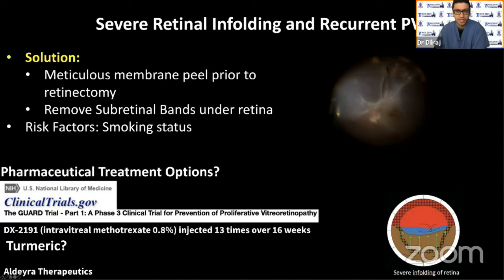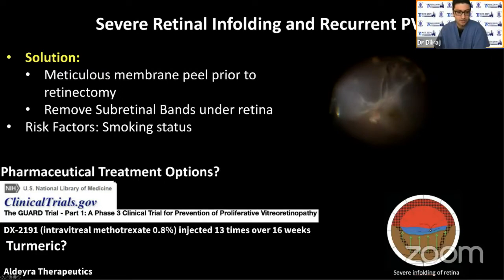For severe retinal infolding and recurrent PVR, again, meticulously removing the membranes before you perform the retinectomy. Remember that the last step should be performing the retinectomy. All your efforts for membrane removal need to be before that. The one exception is that if there are subretinal bands and membranes, those can be removed after reflecting the retinectomy.